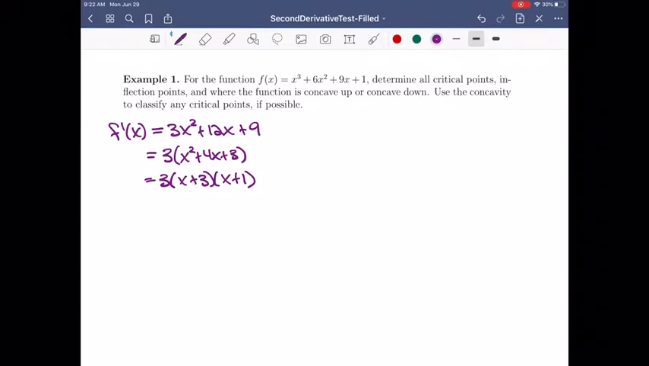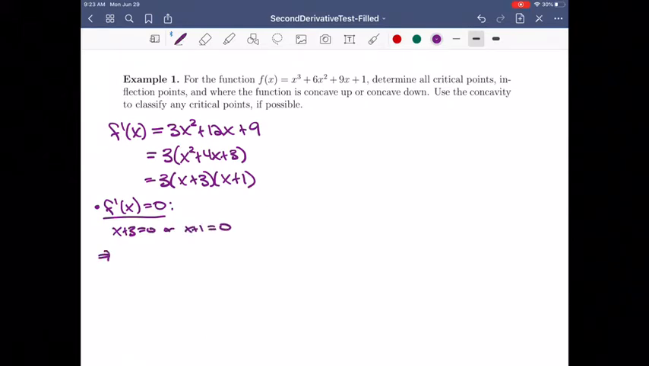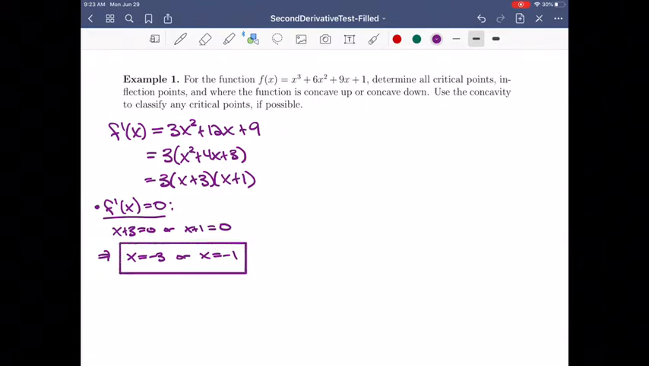If we set this equal to 0, we get that x plus 3 is 0 or x plus 1 is 0, which means that we have x equals negative 3 or x equals negative 1. So these are our critical numbers.